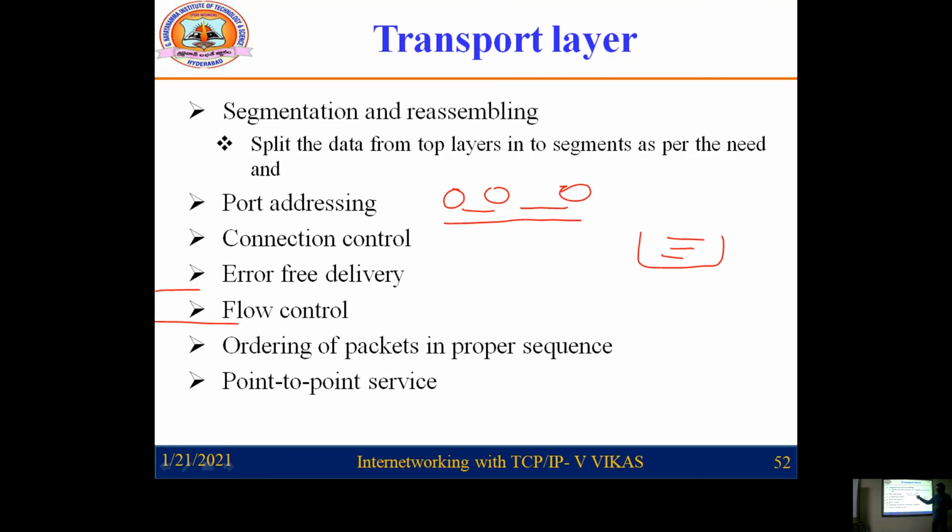How does it do process to process? Depending on the port address. So you are going to have a port address for each and every process. Accordingly, that will be delivered there. Okay. So this is all about the transport layer. You can just quickly note down some of the points.